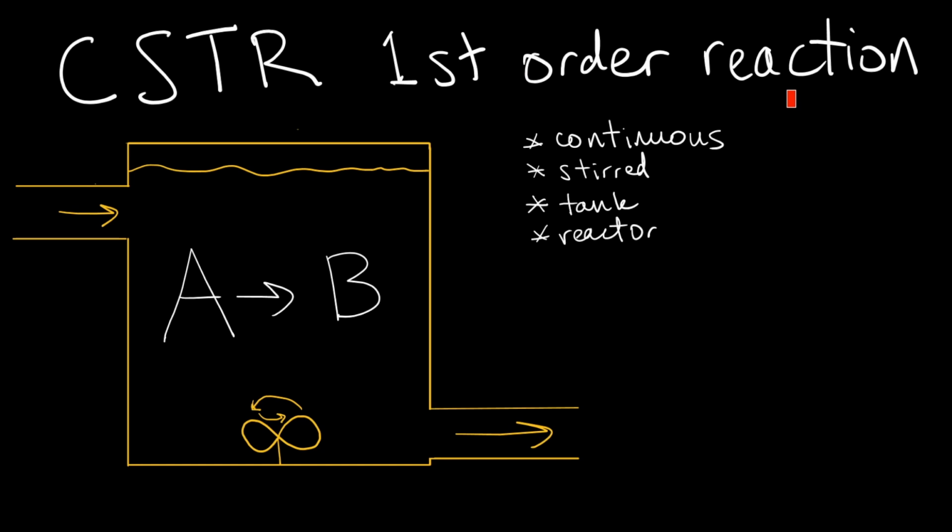What this means is it is continuous, so we have some continuous flow in and out of the reactor. We have a molar flow rate of our reactant species A coming into the reactor on the left, and then we have some flow rate of the final products and the final reactant A coming out of this reactor.